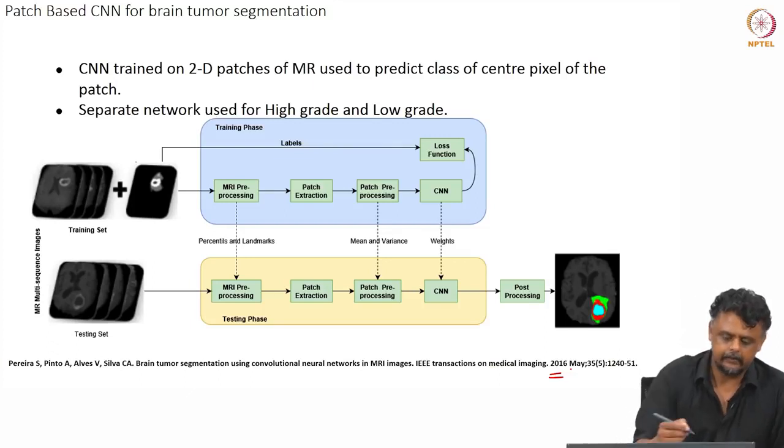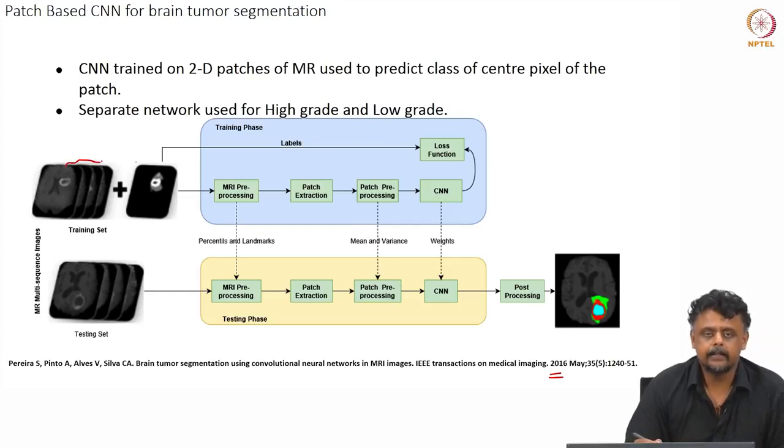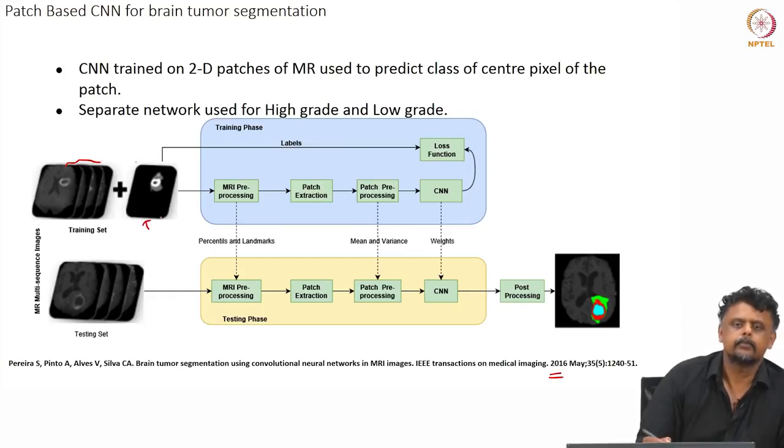So, you have a training set here, 4 sequences, okay, and you extract a patch centered on a pixel. You will extract the patch from all 4 sequences. So, your input is 4 channel, with the patch corresponding to each of the 4 sequences, and you will only look at 2D patches, not 3D patches. We will look at 3D patches later. Okay. And of course, you have the ground truth corresponding to that.